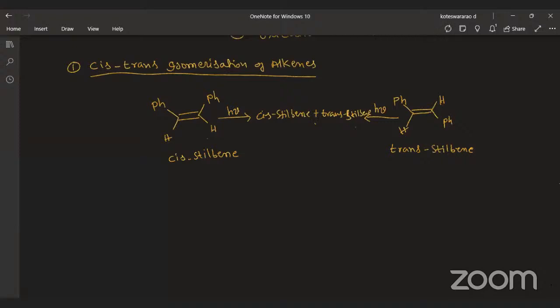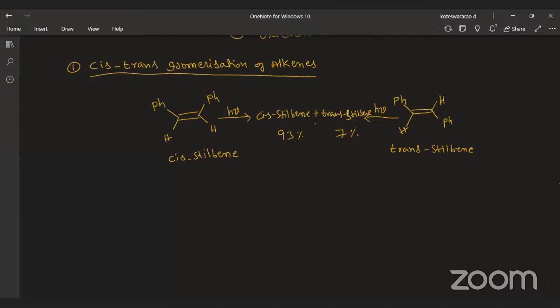A mixture of two products will appear. In that mixture, the major product is the cis product, whether you take the trans isomer or the cis isomer. The product ratio is like this: 7% is the trans, and 93% is the cis stilbene. What is happening in this reaction?